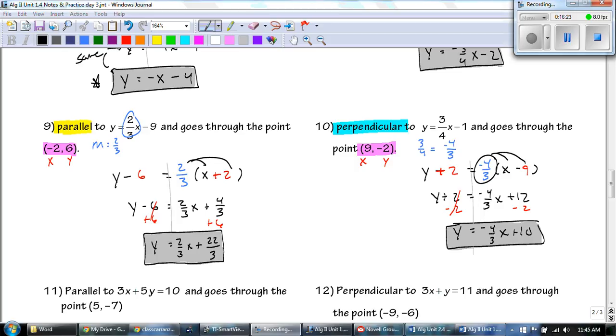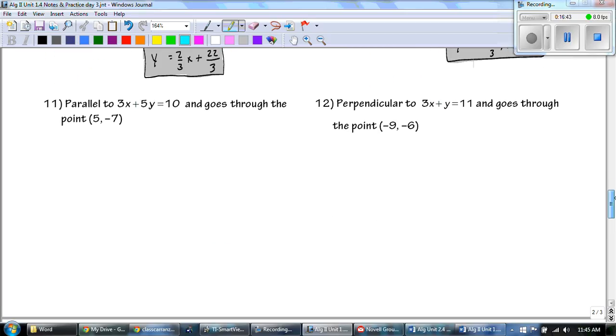Okay. For perpendicular number 10, we had to do the opposite reciprocal of the slope. Do you remember to do that? So then we get negative 4/3 x plus 12 because a negative times a negative is a positive, and then I subtracted 2 to get 10. So y equals negative 4/3 x plus 10.